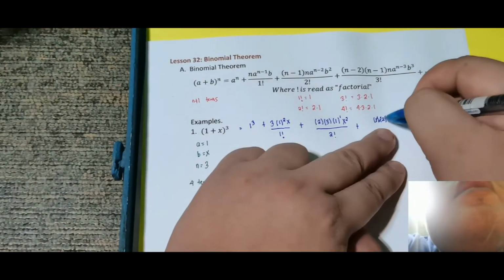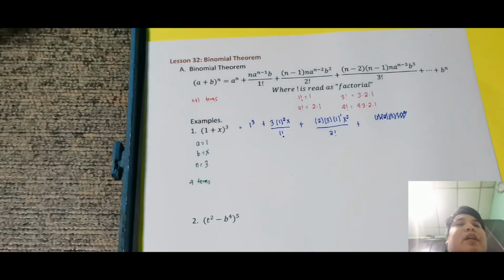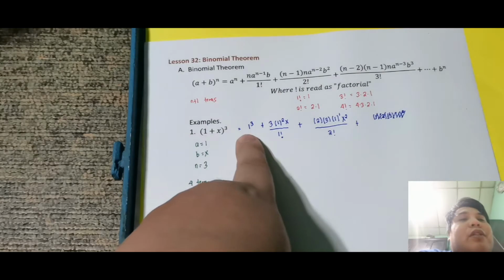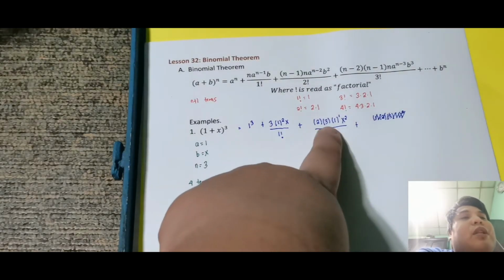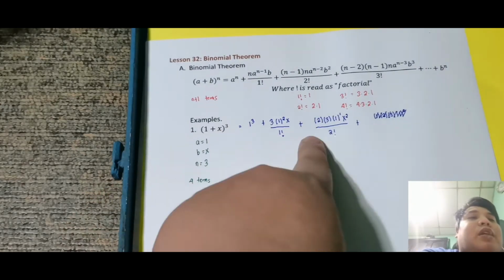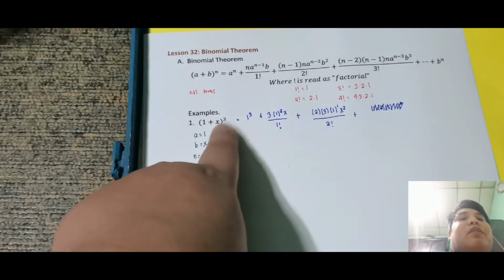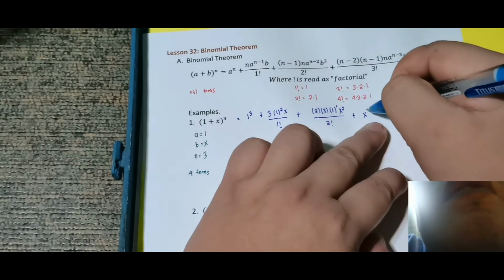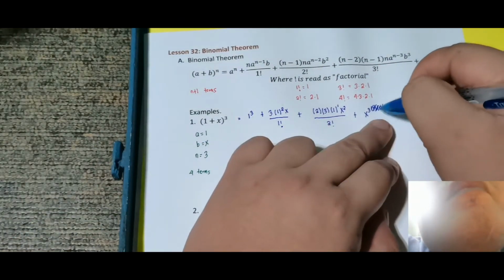I did not notice, it is the 4th term pala, I thought there were 5 terms. Let me redo this. We expect 4 terms, right? So what happened? That is 1 cube plus 3 times 1 squared x over 1 factorial plus 2 times 3 times 1 raised to 1 x squared over 2 factorial. Then 1, 2, 3, then the 4th. So the 4th term is x raised to n, which is 3. So this is just x raised to 3. Okay, sorry, I did not notice. I am still solving.